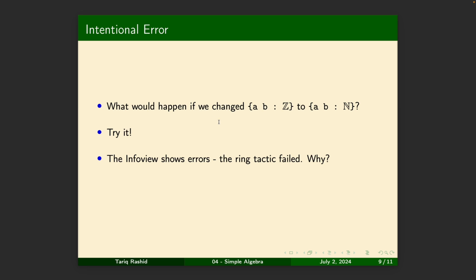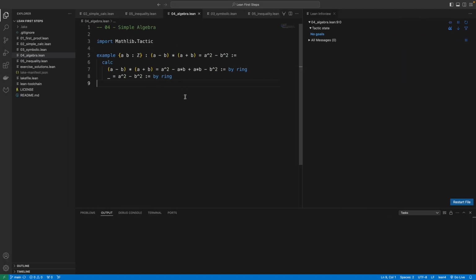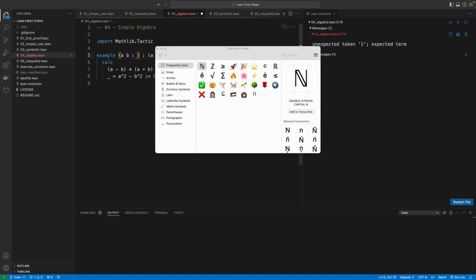So what would happen if we change the type of A and B from being elements of the integers to natural numbers? Let's try it. You can see here there might be some errors, but let's try it. So we've got our proof back, and we can see that A and B are elements of Z, the symbol used for integers. Let's change that to natural numbers. Where are they? There they are.